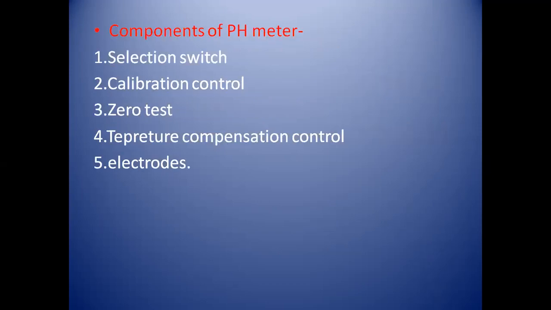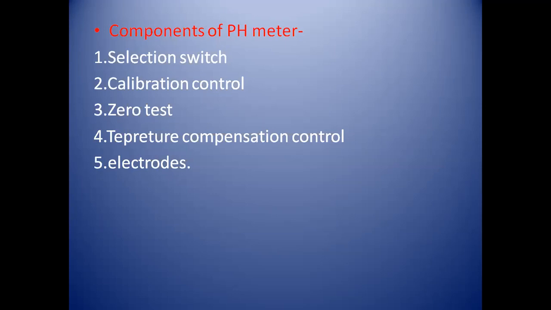Now see what the components of a pH meter are. The pH meter has 5 components. First is the selection switch, that is the on-off switch. Then the calibration control, which is used to calibrate the pH meter. Then the zero test, used when we are going to take the actual reading with this pH meter. First is the reading for 0, that is for 0 pH.